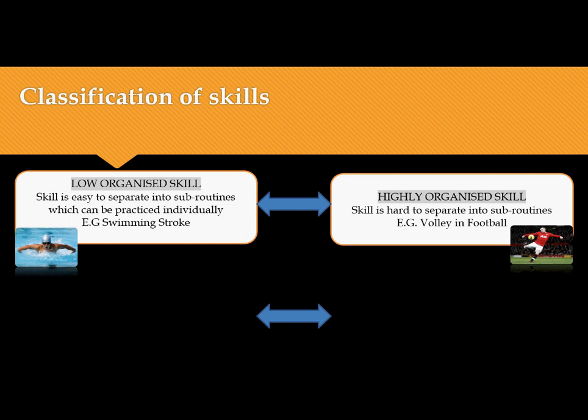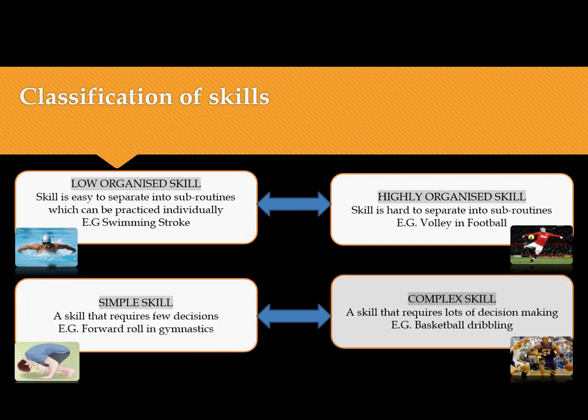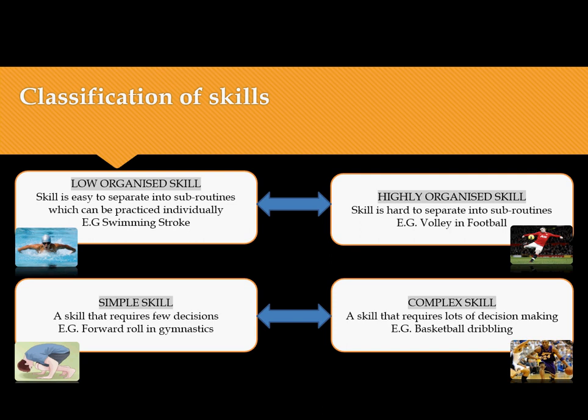And finally we've got simple and complex skills. A simple skill requires very few decisions when you actually perform it, such as a forward roll in gymnastics, whereas a complex skill, such as basketball dribbling, you've got lots of decisions to make, such as how hard to dribble, where to dribble, which hand, where are your opponents, which direction are you going in. It's a lot harder to perform because of the decisions you have to make.